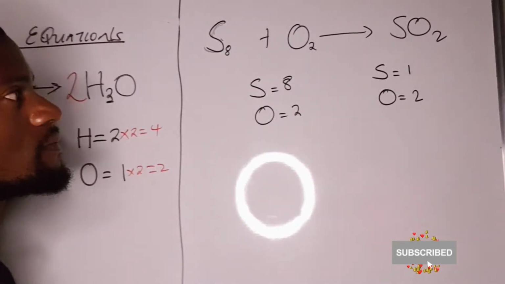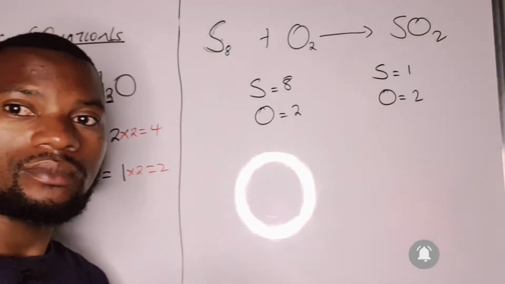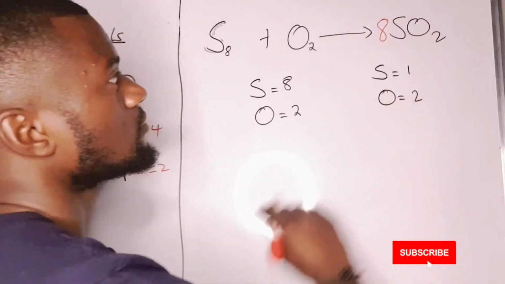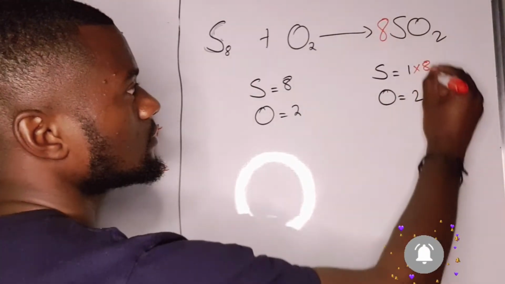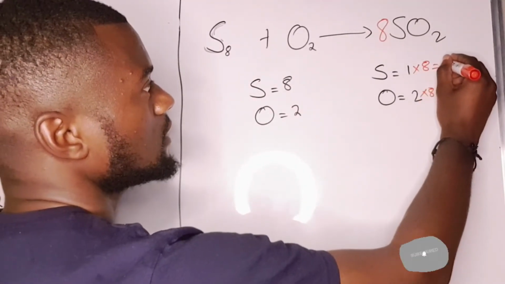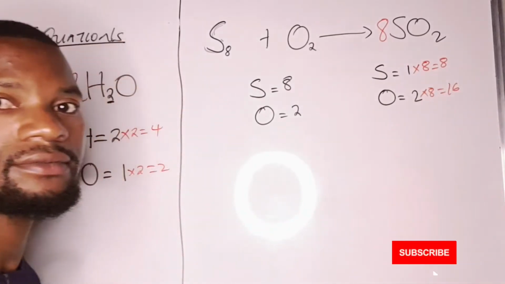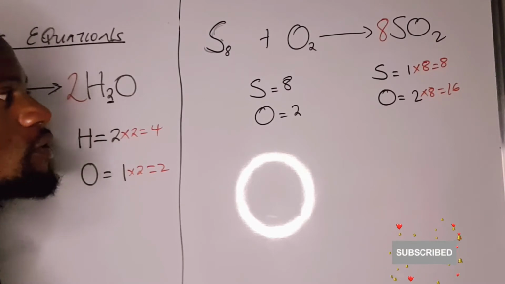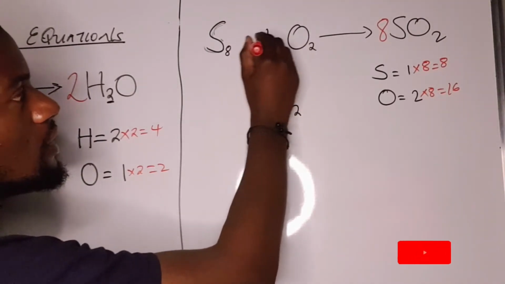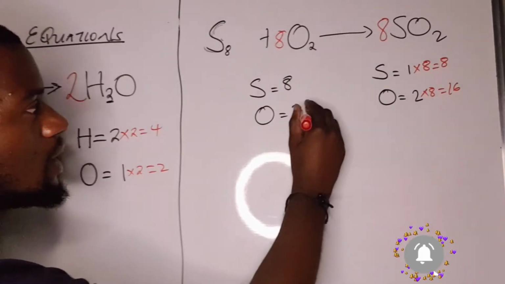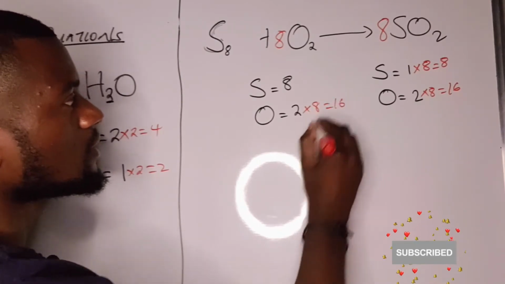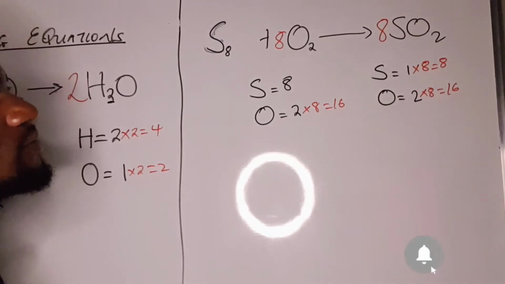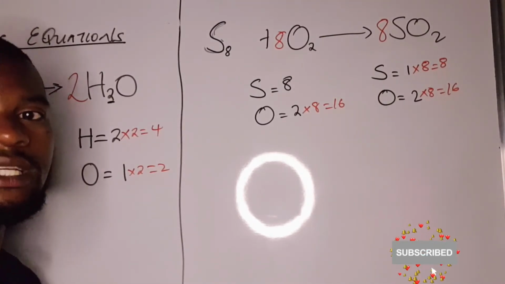So we balance sulfur. By balancing sulfur, we are going to introduce the coefficients. So we write 8 in front of sulfur dioxide. So we multiply by 8 here. We also multiply by 8 there. So we have 8, but this side we are going to have 16. Meaning we have balanced sulfur, but we have disturbed oxygen. So in order to balance oxygen, we are going to introduce 8 on this other side, so that we multiply here with 8 to give us 16. So this equation which we have is a balanced chemical equation. This is how you balance a chemical equation in a very simple way.